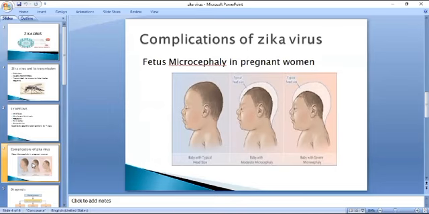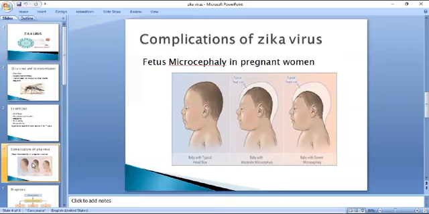So, if a normal individual is infected with Zika, it is not much of a problem. But if a pregnant lady is infected with Zika virus, her baby is likely to be born with microcephaly, and that could be quite dangerous, specifically if the infection occurs in the first trimester, because that's when the head is developing.